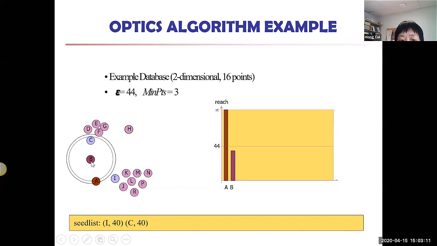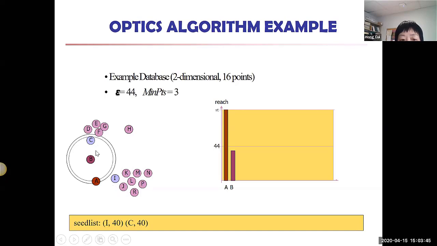So we put B here. B becomes our core, and we find another data point within B's core distance. So we add C here. Every time we add points here, we sort the seed list according to the reachability distance to the current core, which is B.